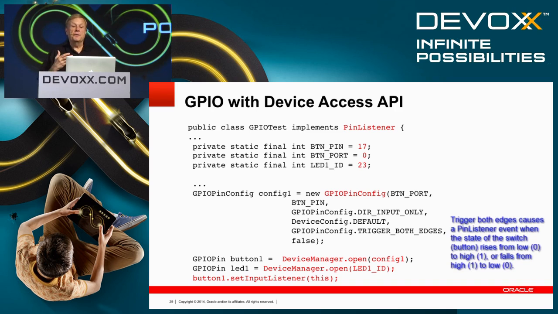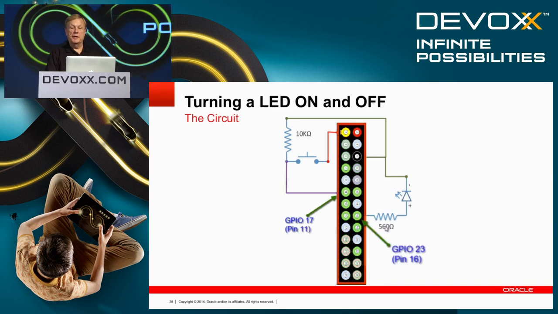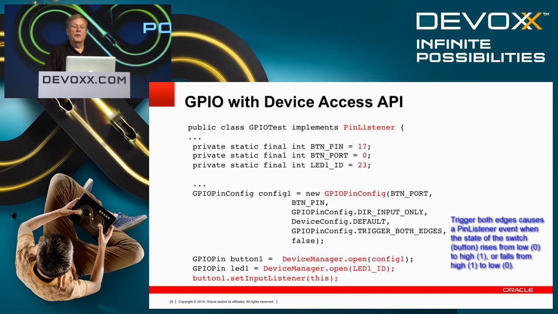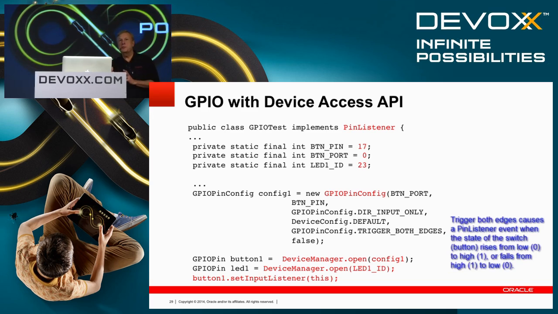We have the button pin, which was GPIO pin 17, and then we have the LED pin, which was GPIO 23 over here. The block of code that says new GPIO pin config, that's where we configure the characteristics of that GPIO port. That's the button one. The characteristics we configure are which GPIO pin it is, that's 17, and whether it's going to be input or output or both. In this case, it's just going to be input. And then the mode is going to be default. I won't go into what mode is.